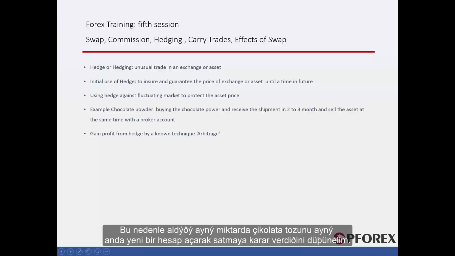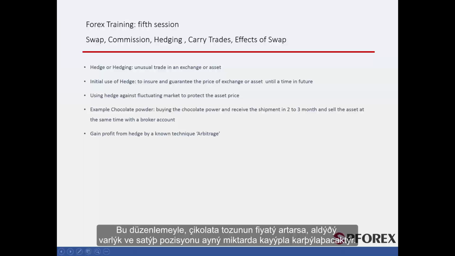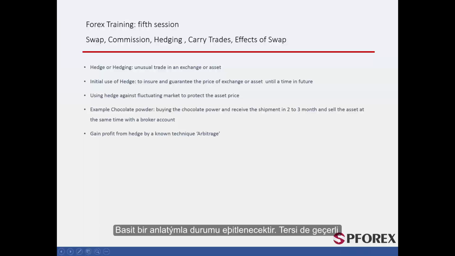Therefore, he also intends to sell the same amount of the chocolate powder he bought by opening a new account at the same time. With this arrangement, if the price of the chocolate powder rises, so will the asset he bought, and his sell position will face losses with the same amount. In basic terms, this means that he will break even, and vice versa.